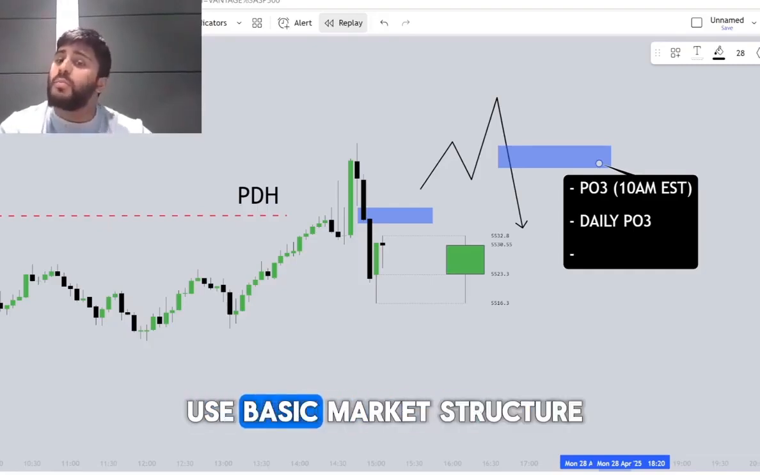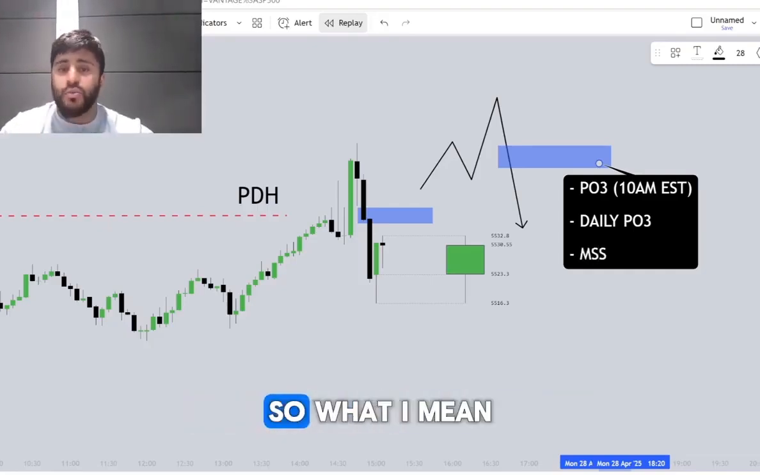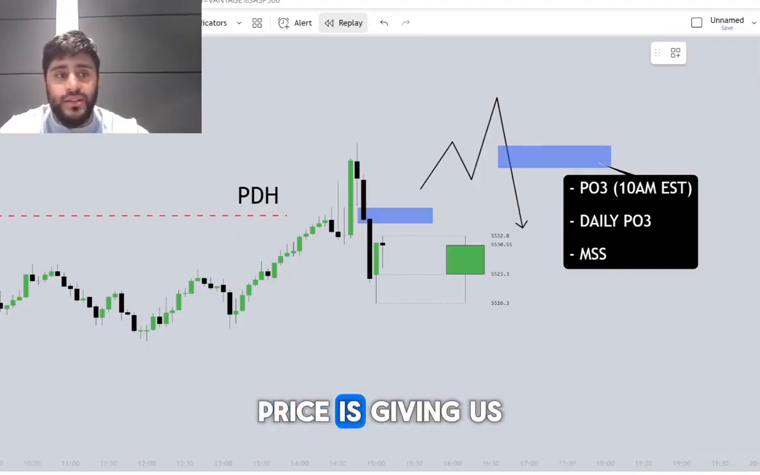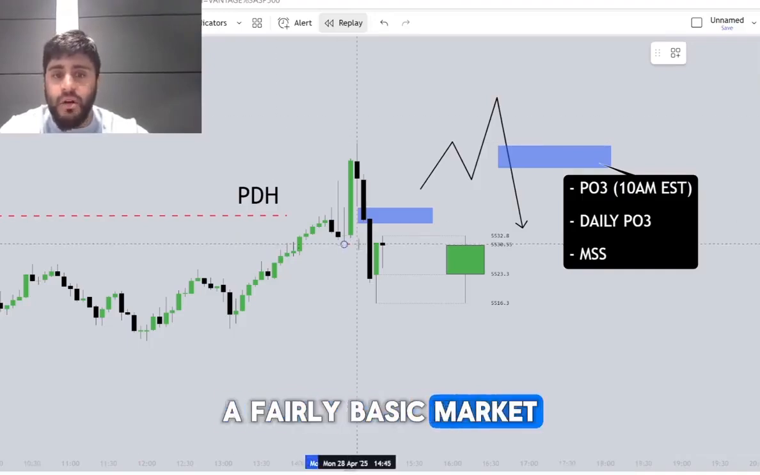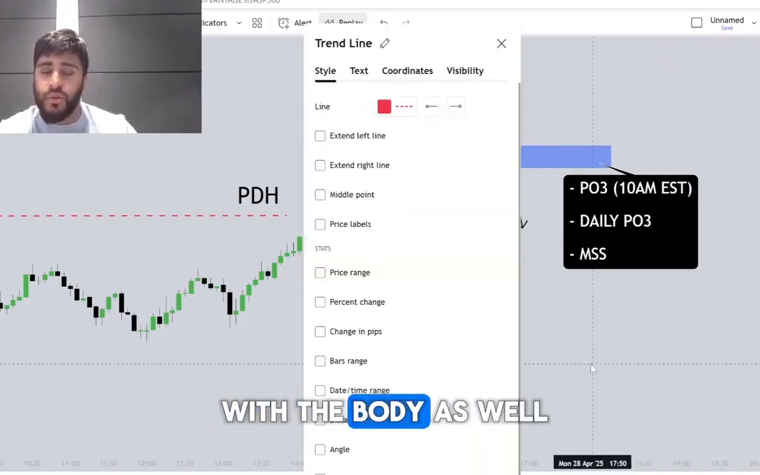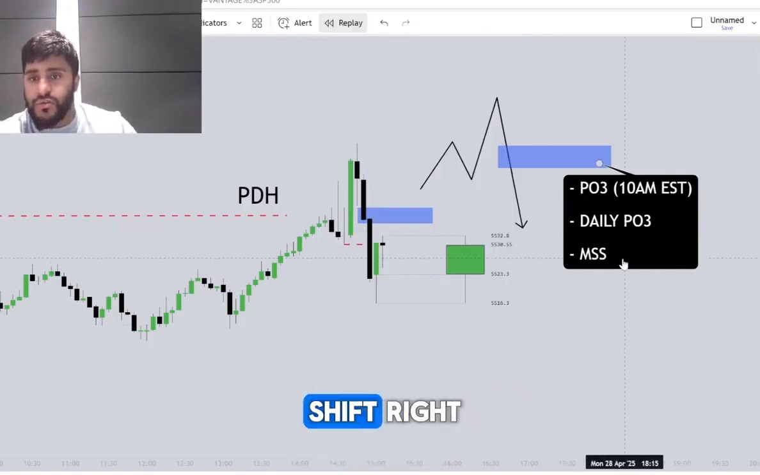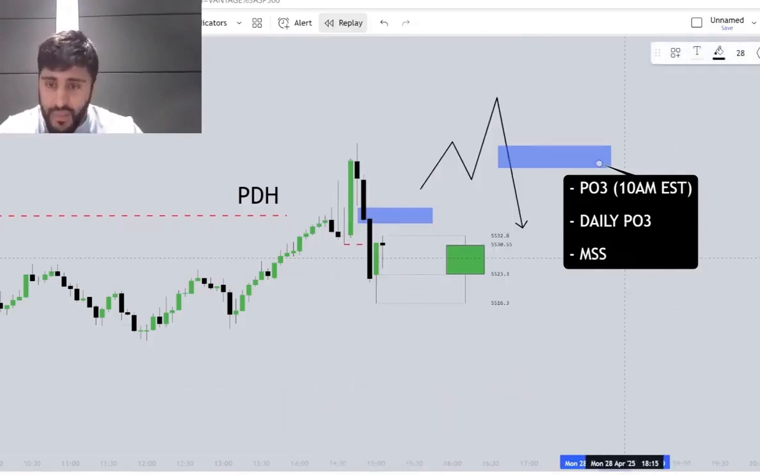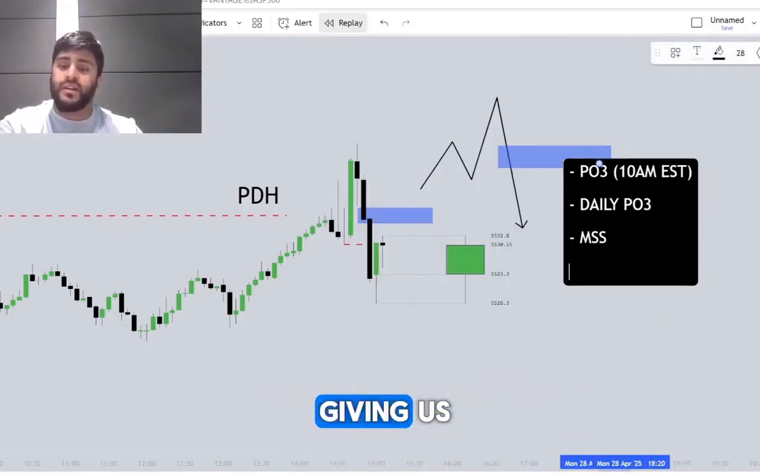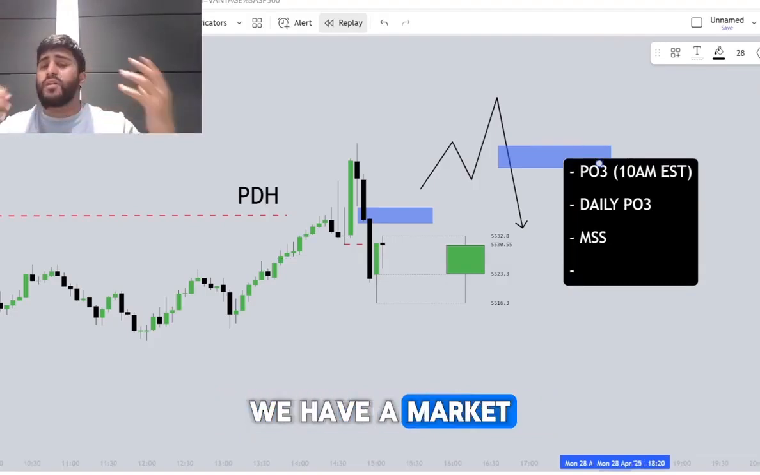I also like to use basic market structure shifts. So what do I mean by that? We can see here price has given us a fairly basic market structure shift. Notice how we've broken with the body as well. That's our market structure shift. The next thing I look for in trades is, of course, we're above the 10 a.m. Eastern, we have a market structure shift.